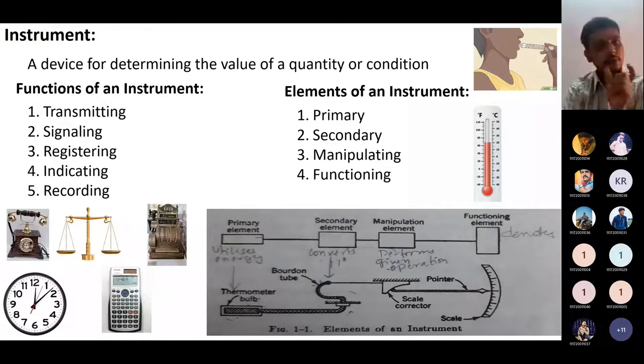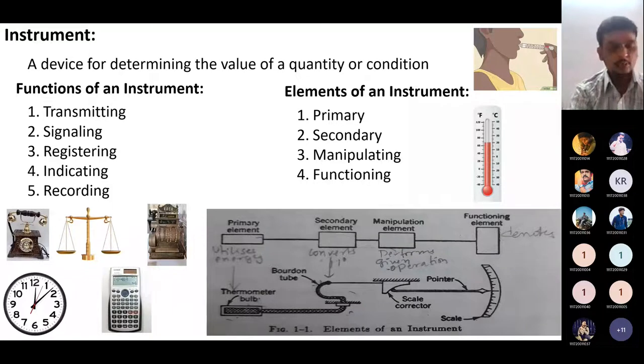So what do you mean by the transmitting type? For example, take the telephone. Only the information is going from one place to another place. We don't know the amount, but we know what is going on due to that transmission. A transmitting type of instrument is intended to convey information concerning the measured quantity over some distance to a remote location. So only the transmitting will happen from one phone to another telephone.